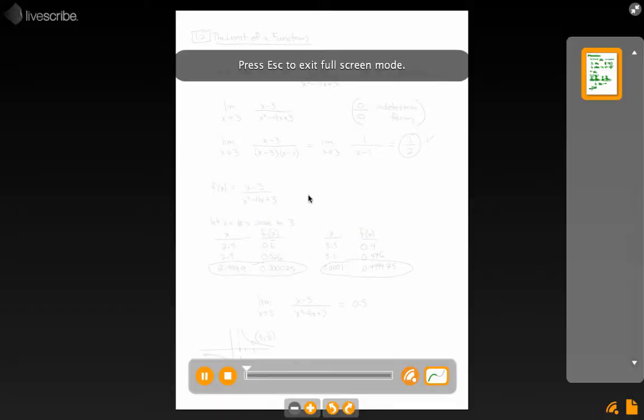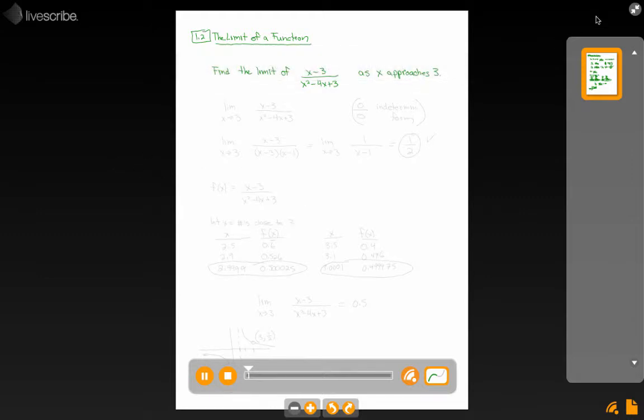This example comes out of section 1.2, limit of a function. In this question we're asked to find the limit of x minus 3 over x squared minus 4x plus 3 as x approaches 3. To write that, I wrote it in words, but to write it in symbols, the way we will throughout the course, is the limit as x approaches 3 of this particular function.